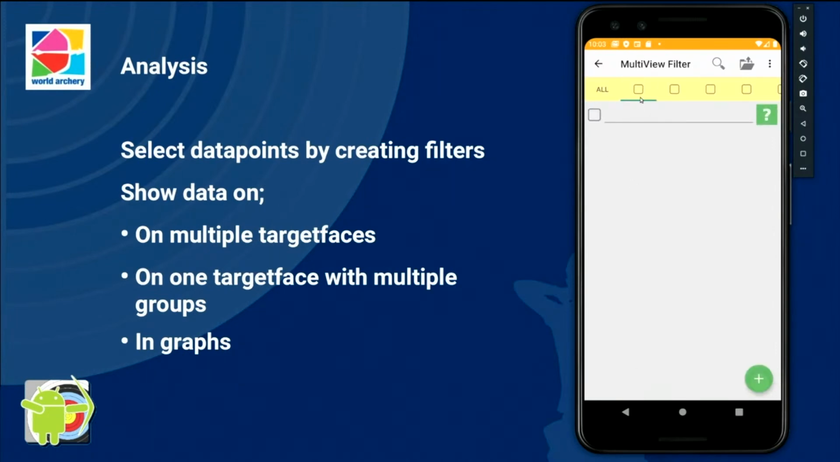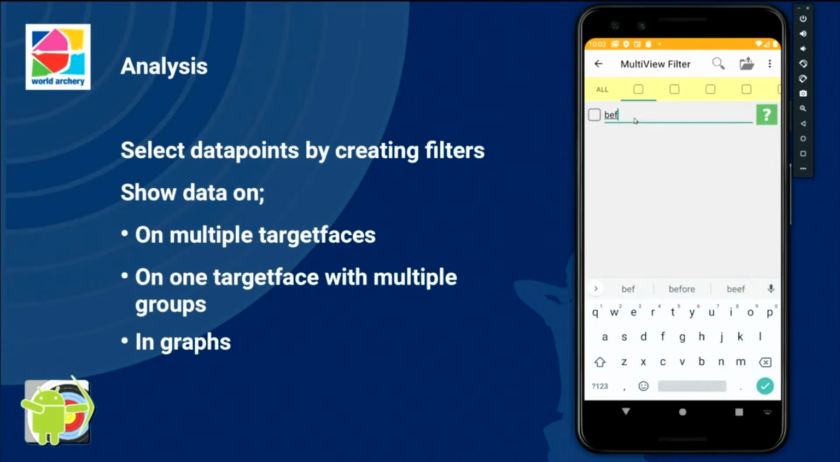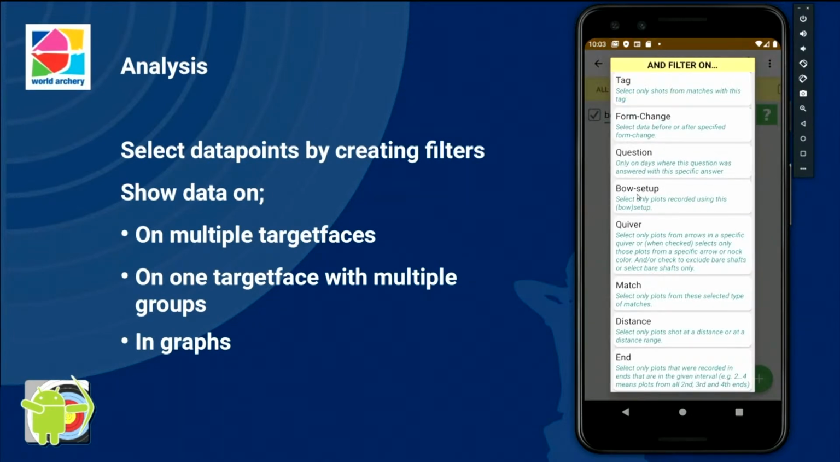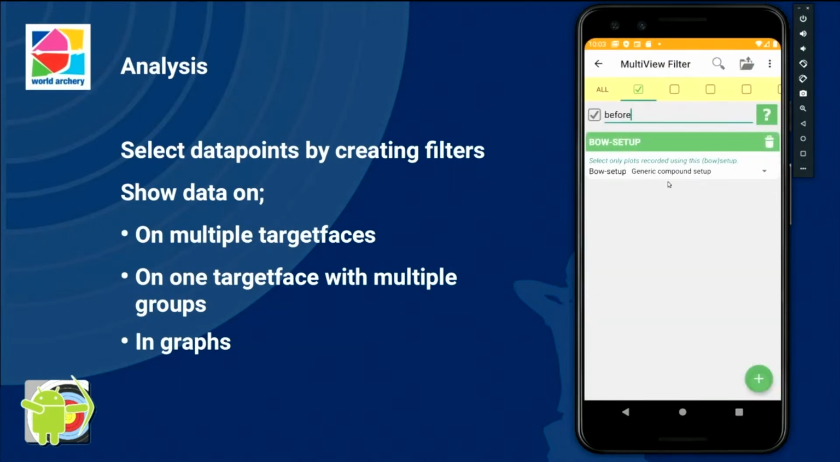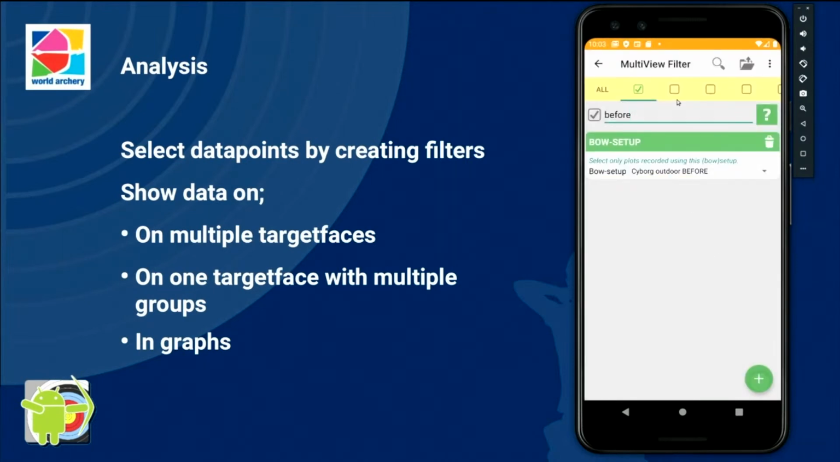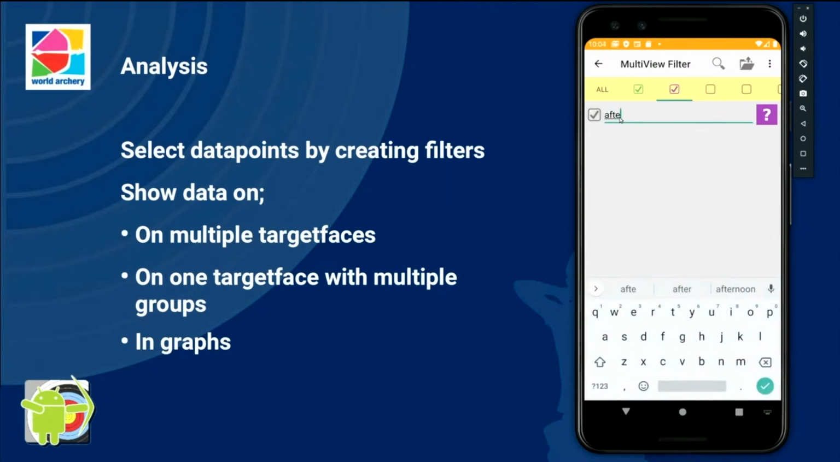So we create a data set and we call it before, and we activate this data set, and now we want Artemis to find all the arrows that were shot with a specific bow setup, the bow setup called before. So now we have a data set with all the data of the bow setup before. We can check if this data set results in data points. So we will get 1200 plotted arrows with this bow setup. And we'd like to compare that with a data set, and we go and create a second data set, and we call this after.